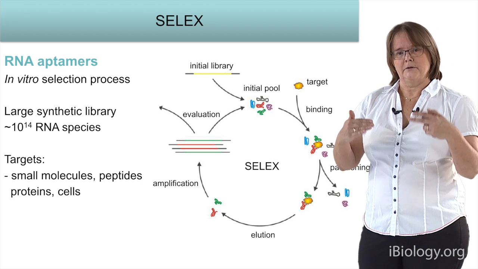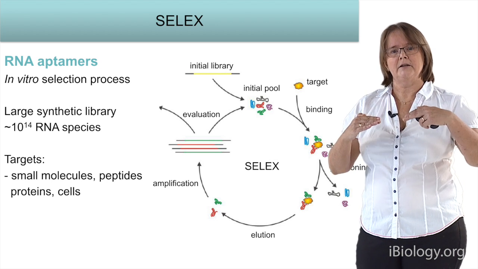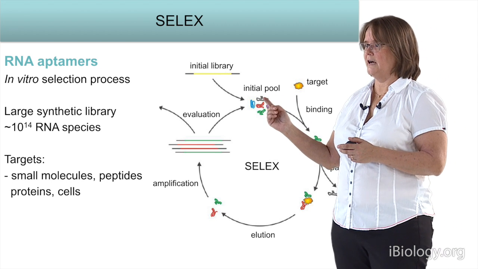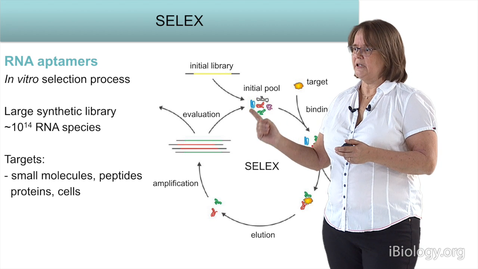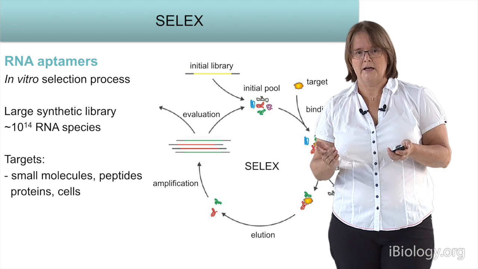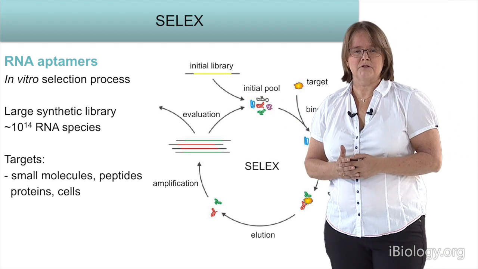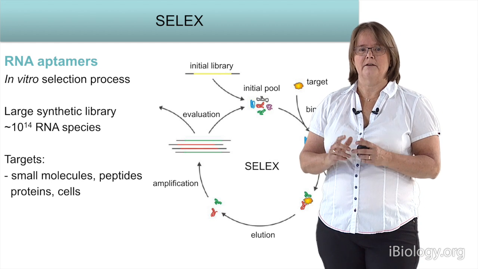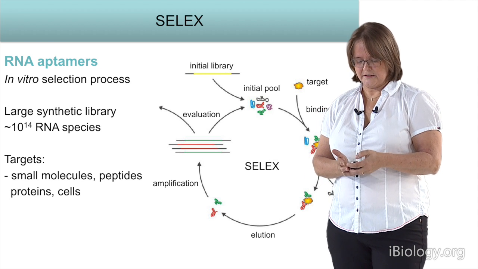But a few of them have the ability to recognize your target, and you can specifically elute them and then reverse transcribe them back into DNA. You can amplify the DNA, and this DNA you can then in vitro transcribe back into your RNA, and then you end up here after the first cycle, and then you can repeat this selection process several times. And if you are lucky, after, let's say, 5, 6, 7, 10, or 15 rounds of selection, you will end up with small RNAs which can recognize your ligand of choice with a very high affinity or specificity.